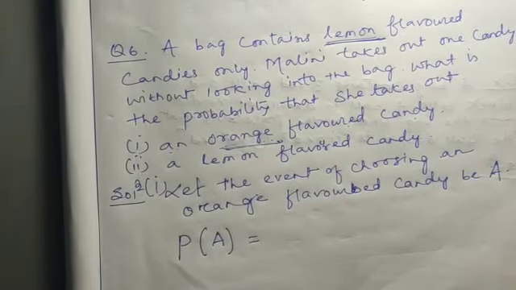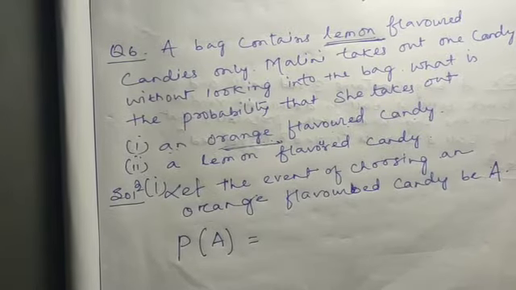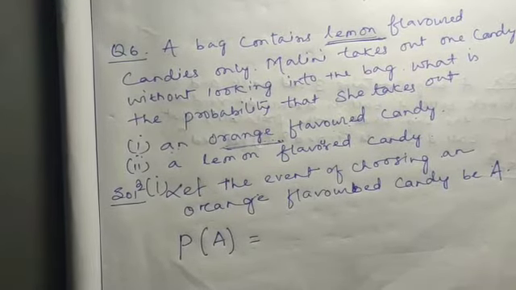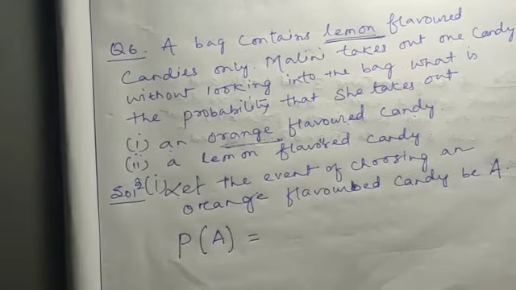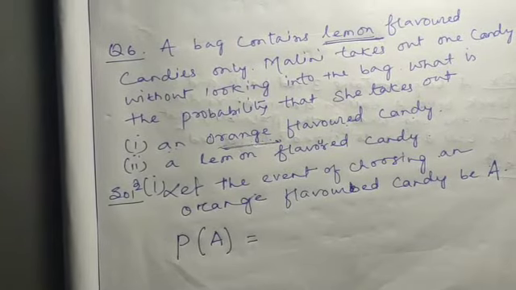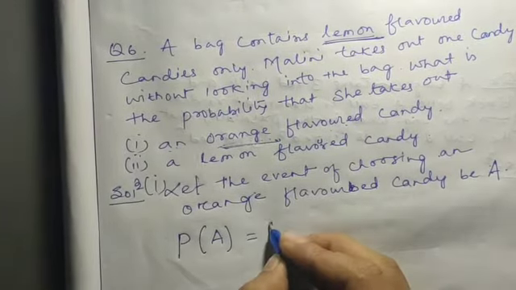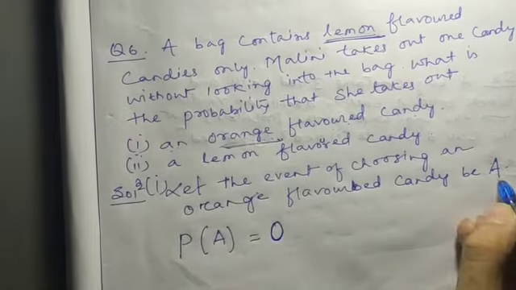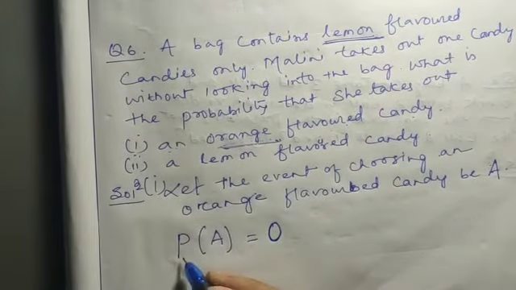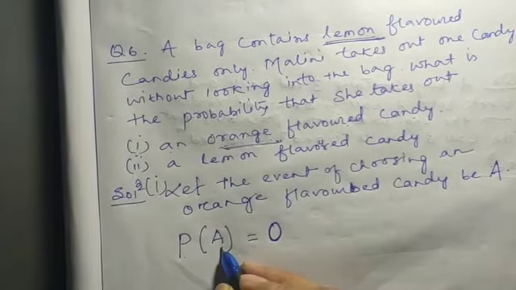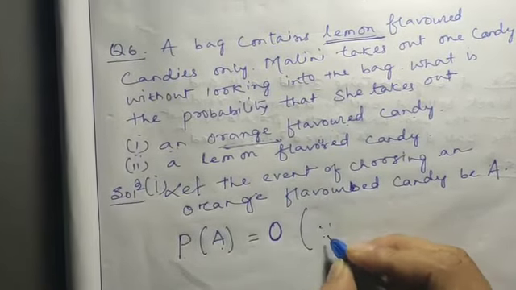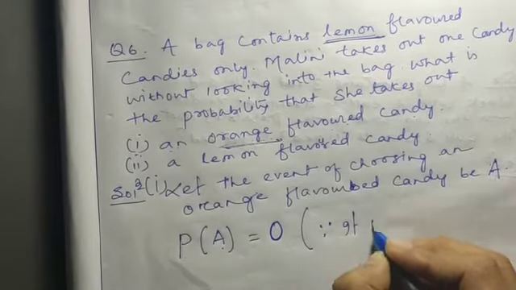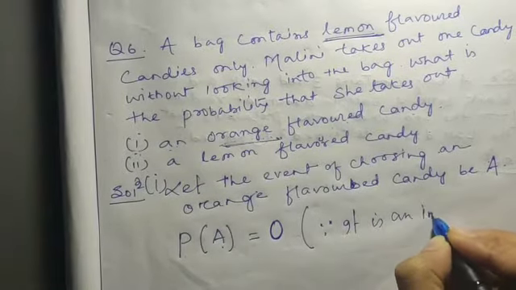If even one orange flavored candy were inside the bag, then we could find out. But all the candies are lemon flavored, and here she is trying to take out an orange flavored candy. So that is not possible. It is an impossible event. Since it is an impossible event, the probability of the event is 0. Probability of the event of choosing an orange flavored candy is equal to 0. You write inside the bracket, since it is an impossible event.